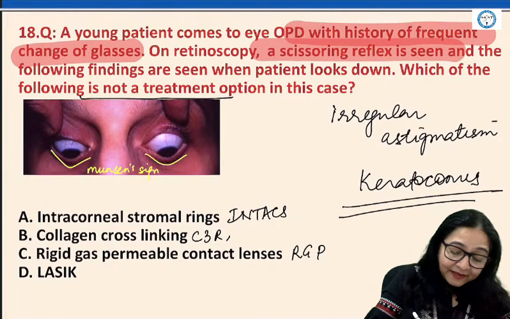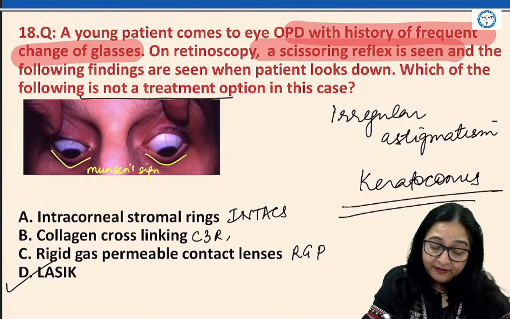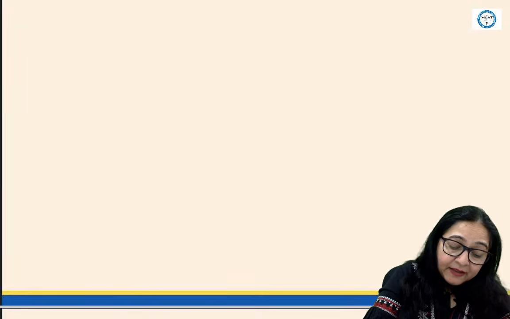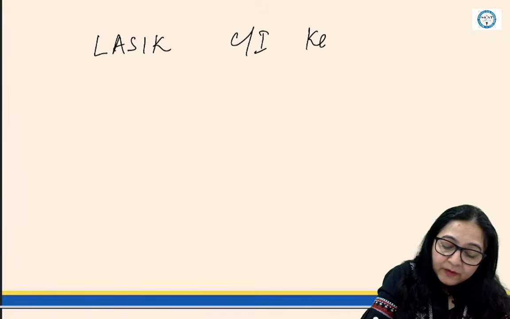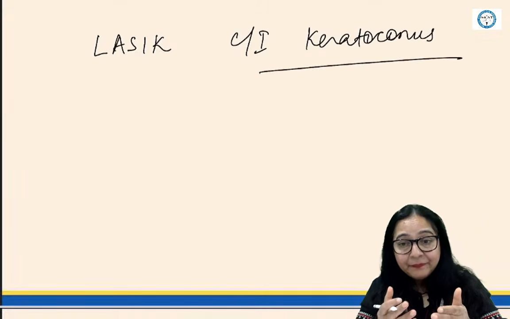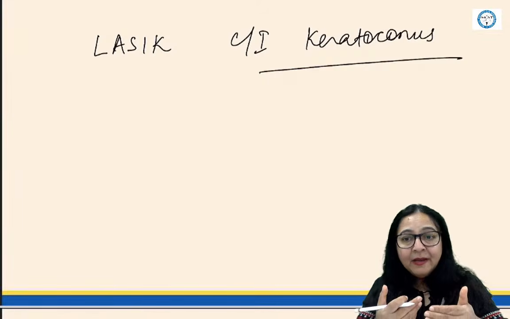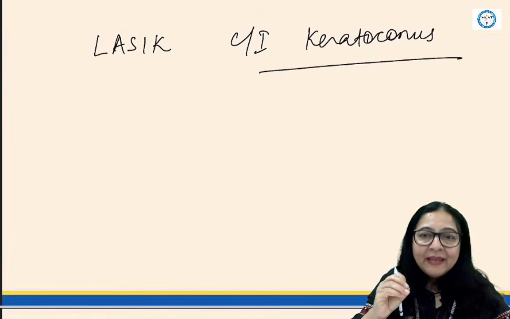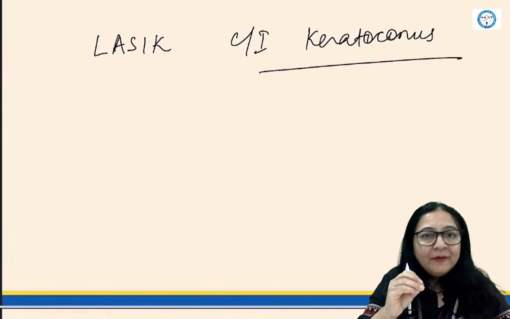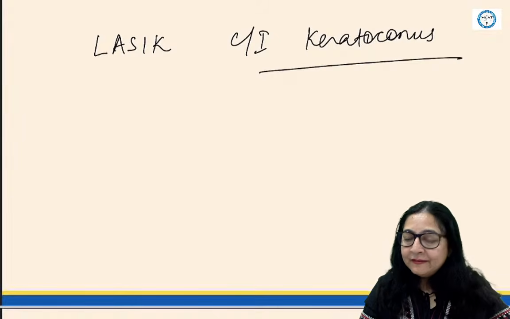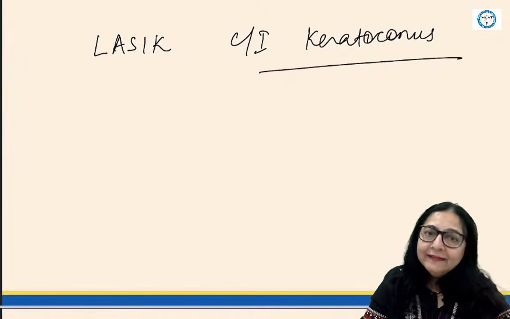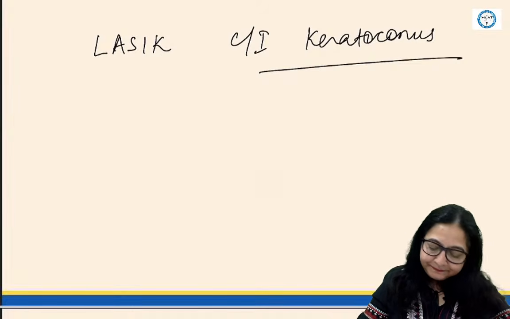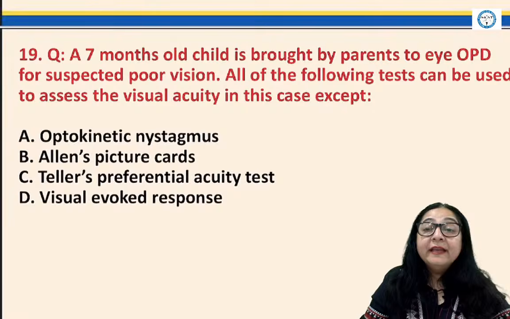Now LASIK is an absolute contraindication. So LASIK, as you know, bache, is absolutely contraindicated in cases of keratoconus, because in keratoconus the cornea is already getting thinned, the refractive error is not stable, and LASIK is going to worsen the condition. So any refractive procedure like LASIK is contraindicated in cases of keratoconus. So that is your answer in this case, bache. All right. Fine. Moving on to the next question, beta.